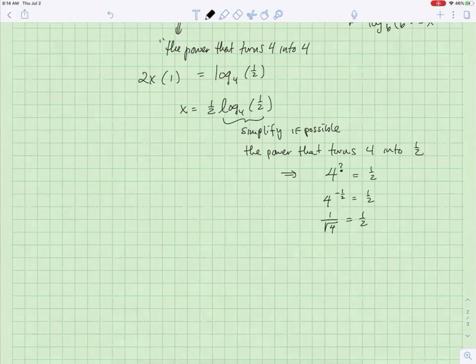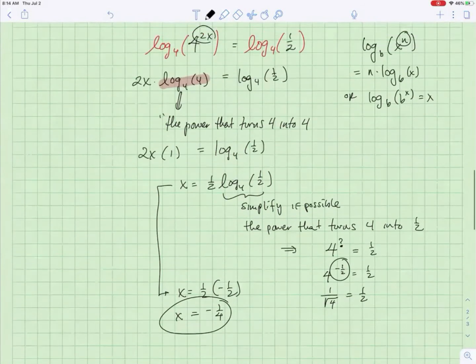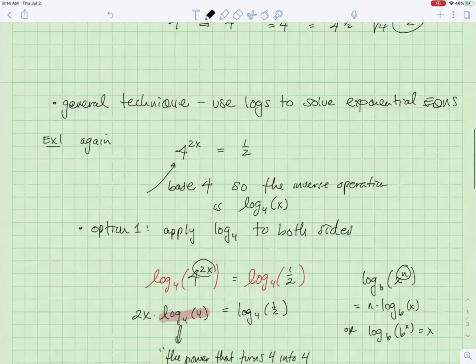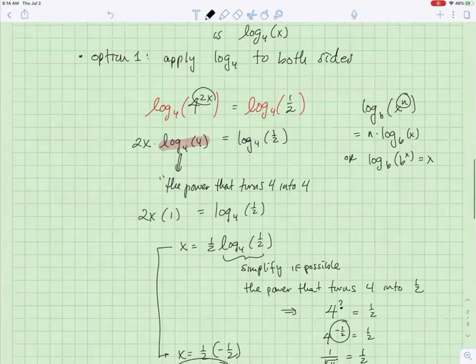So again, I really hope you're up on your exponential rules that we reviewed yesterday. They're going to be really, really important in this section. And what we have here is x is equal to 1/2 times -1/2, which is -1/4. Now that was a little bit more complicated than it needed to be, just because I'm applying all of these rules and there's easier ways to do this particular problem.